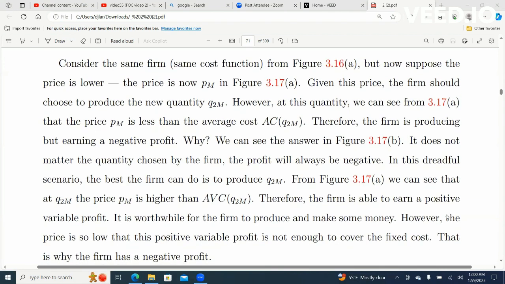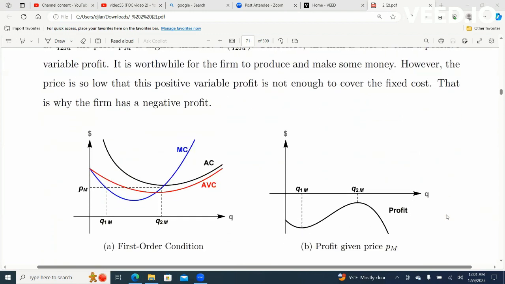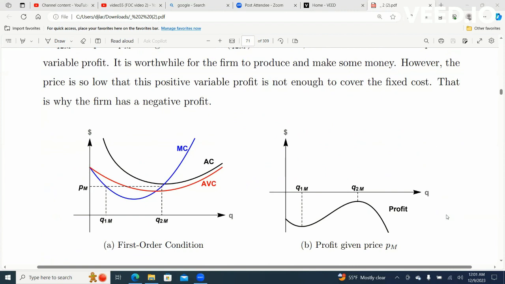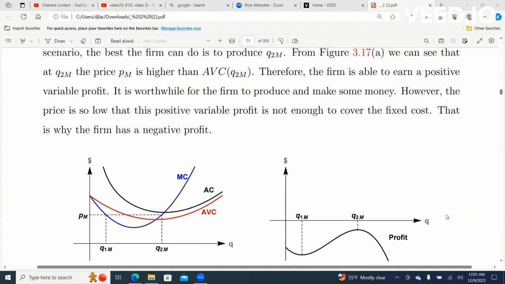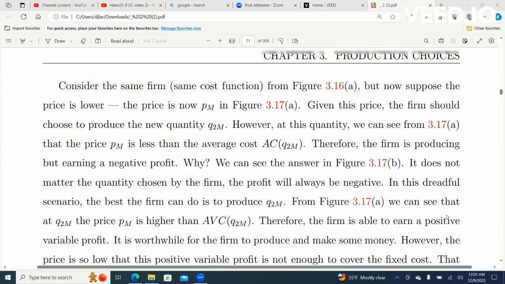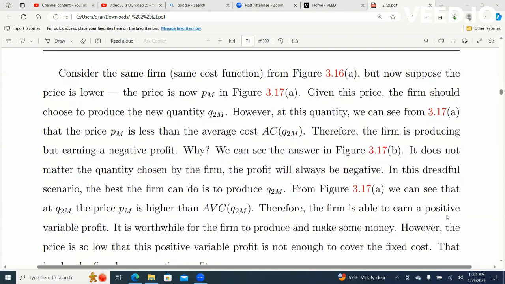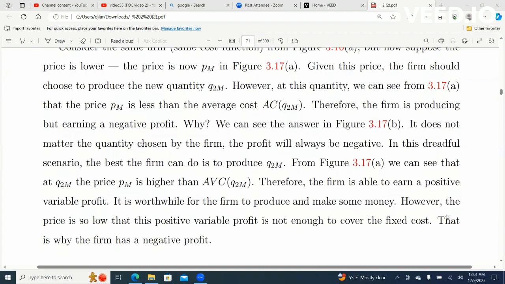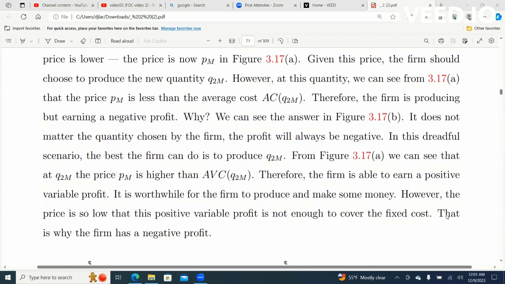Given this price, the firm should choose to produce the new quantity Q2M. We always want to be on the right there. We would never be over on the left, at Q1M, where we're below the AVC. We always have to be above that AVC. That's one of the basic outcomes for this, is to be above the AVC.